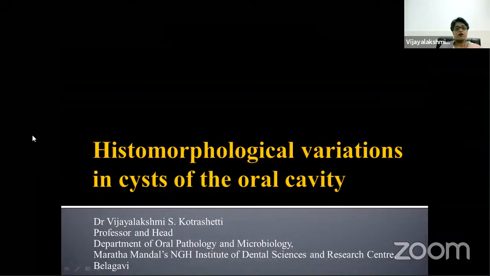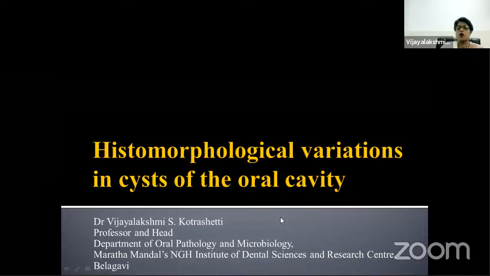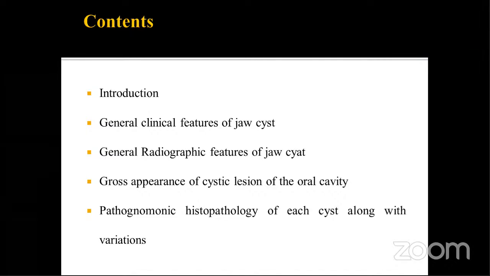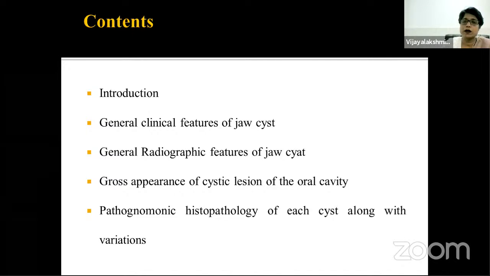My topic for today's presentation is histomorphological variations in cysts of the oral cavity. Mostly, I'll be covering odontogenic cysts, followed by some commonly occurring cysts in the oral cavity, rather than touching on everything. It becomes too vast to cover everything, and mostly I'll stick to the basic histopathological technique which helps us in diagnosing these histological features. I would be covering the following headings. Before we go in for any kind of histopathological analysis, it's mandatory that we know something about clinical features, radiographic features, and of course macroscopic appearance, which is very important as an oral pathologist. Then I'll deal with the topic proper, that is, pathognomonic features of histopathology of each cyst along with its variation.